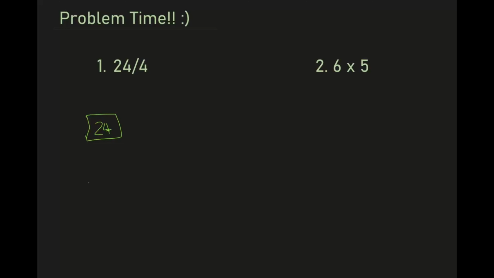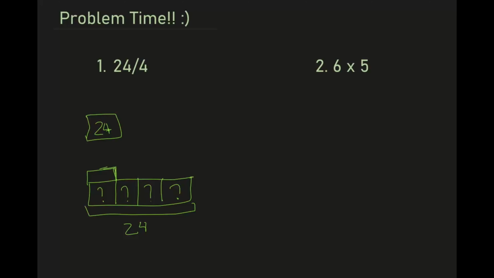So what we're going to do is we're going to draw a rectangle. Okay, so this total is 24. Now we're trying to divide it into 4 pieces. So 1, 2, 3, and 4. So we need to figure out what is in each of these boxes. So how would you do that? Well, you can just normally divide 24 divided by 4. Or you can draw it out. So what I'm going to do is I will try to figure out what's in each of these boxes.